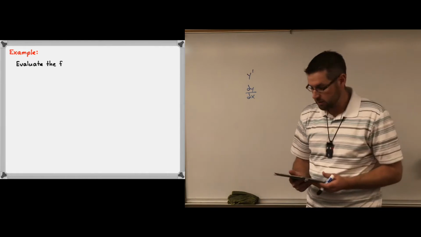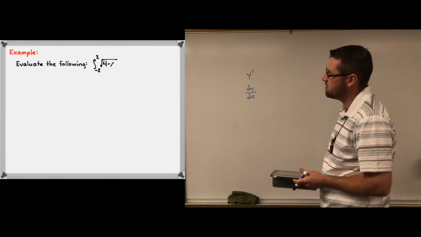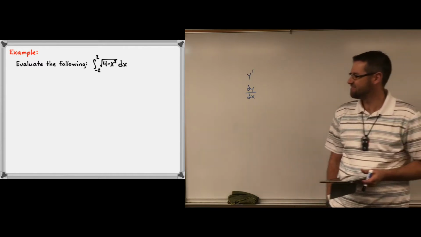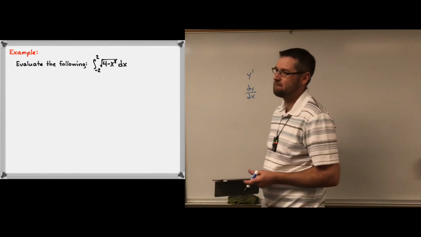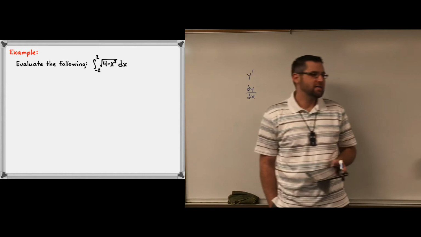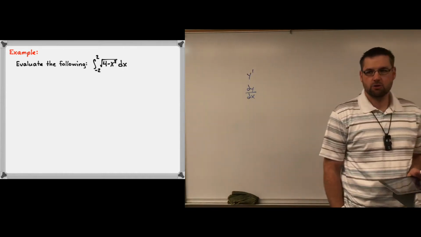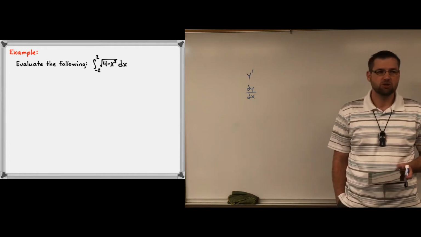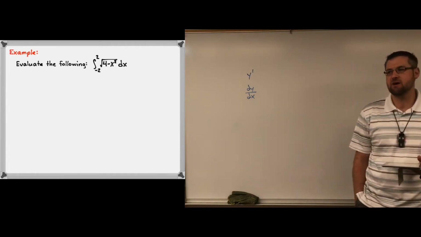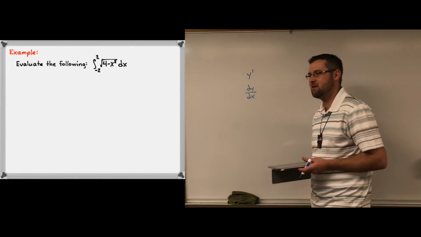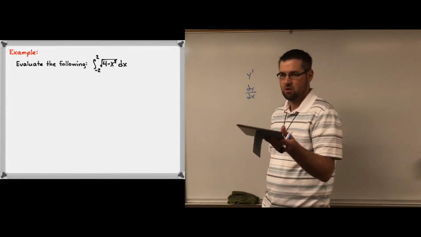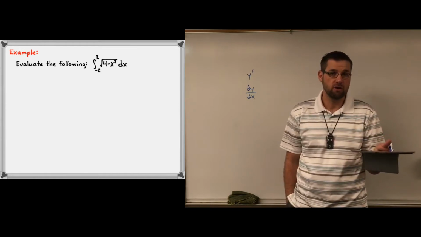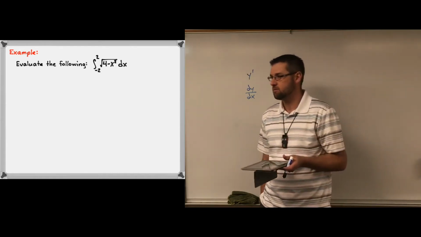So let's take a look at an example. Evaluate the following. This looks really scary right now, but it's not that bad. What is the lower bound of our integration? -2. What's the upper bound? 2. So essentially, what is this question asking you to find? There it is. We're trying to find the area under the curve from -2 to 2.